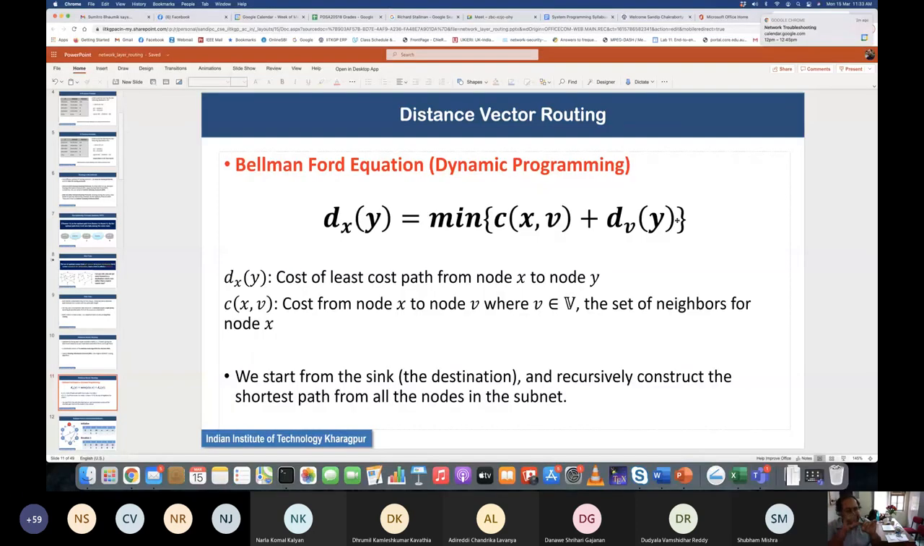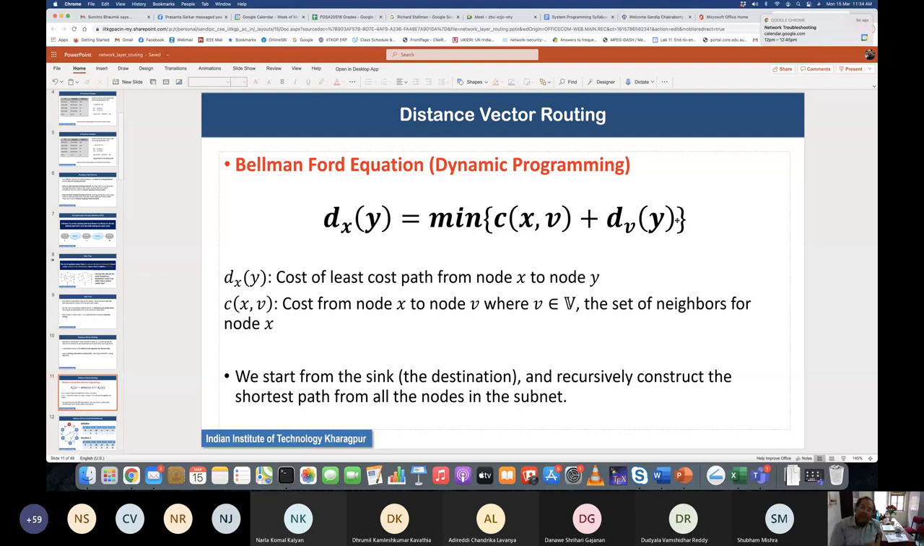So what does it indicate? It basically indicates that to find the shortest path from X to Y, you look into the neighbors of X. You take the cost of the link between X and V, and with that you add the shortest path distance between V and Y. The minimum of all these combinations is your shortest path from X to Y. Right? You have learned this in your algorithmic course, and you used the dynamic programming based approach to solve the Bellman-Ford algorithm to find the shortest path.